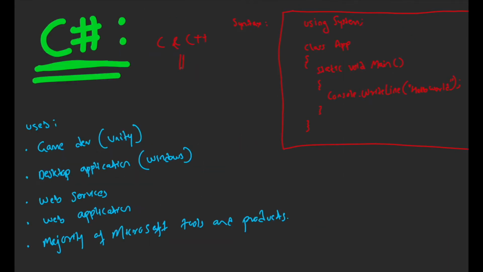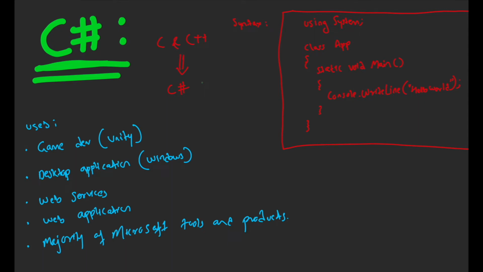Now let's talk about C Sharp. Originally developed by Microsoft to run on their .NET framework, C Sharp is based on C and C++. C Sharp was originally designed to be easy to learn and use. It is a high-level language, meaning that it reads a bit like English.